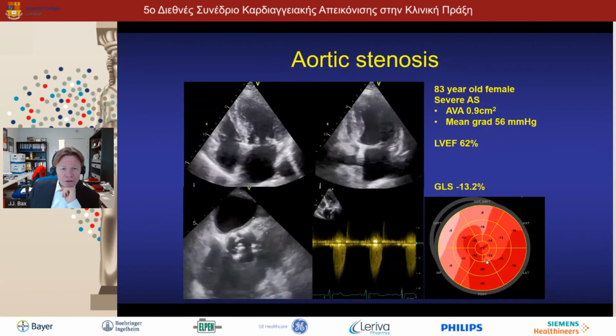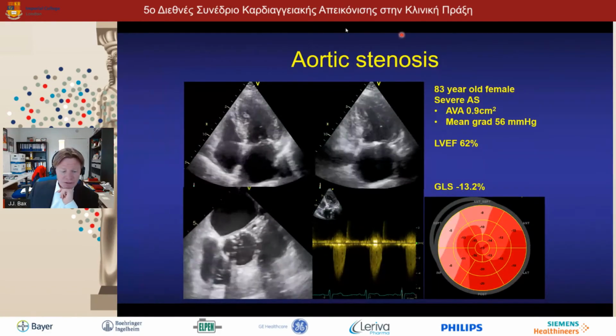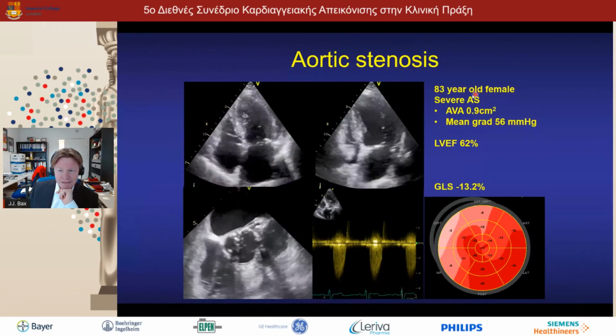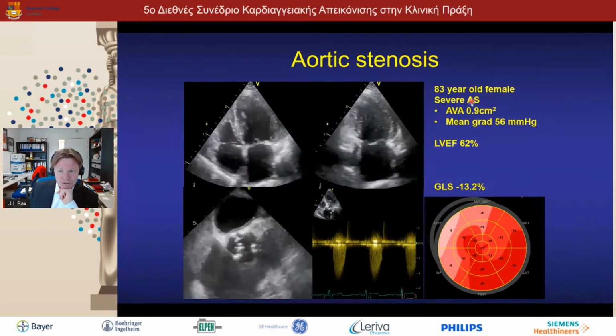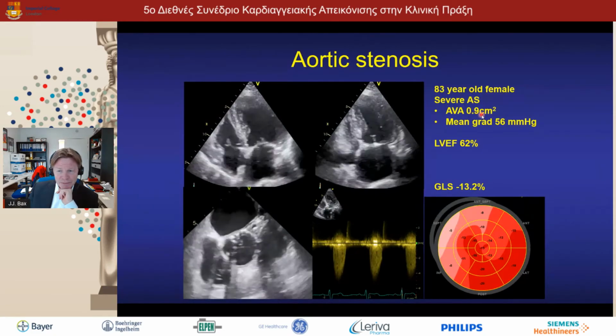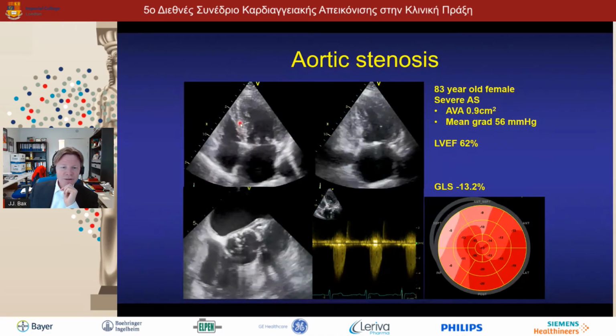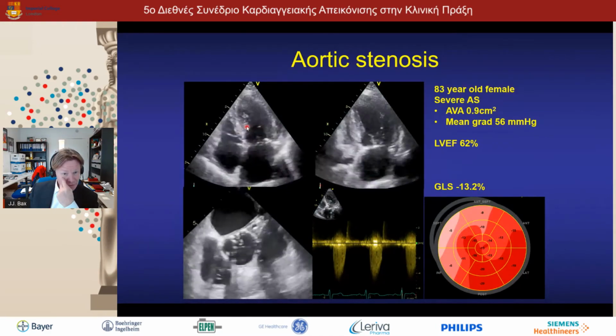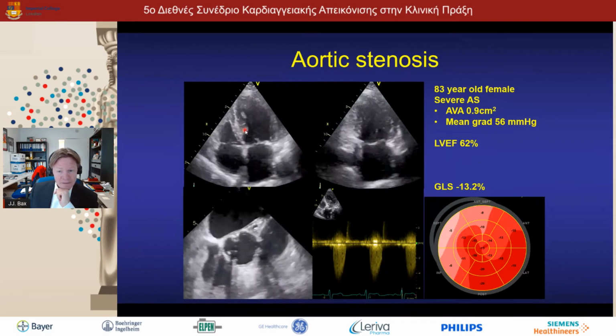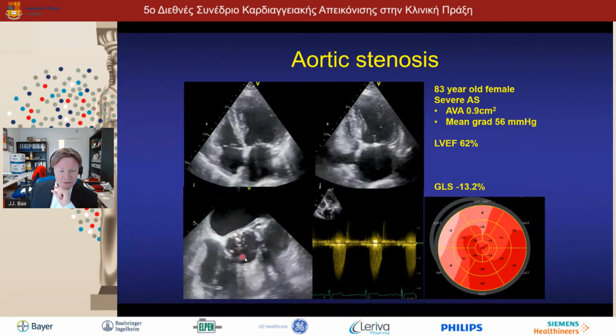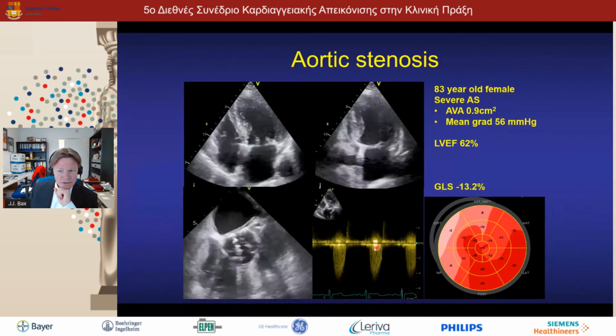This is one that everyone recognizes. This is aortic stenosis. An 83-year-old woman, severe aortic stenosis with an aortic valve area of 0.9 square centimeters. Mean gradient is around 60. You see the thickened septum. It's very important to see that here. You see a valve that is thickened, calcified, doesn't open. We see here the Doppler.